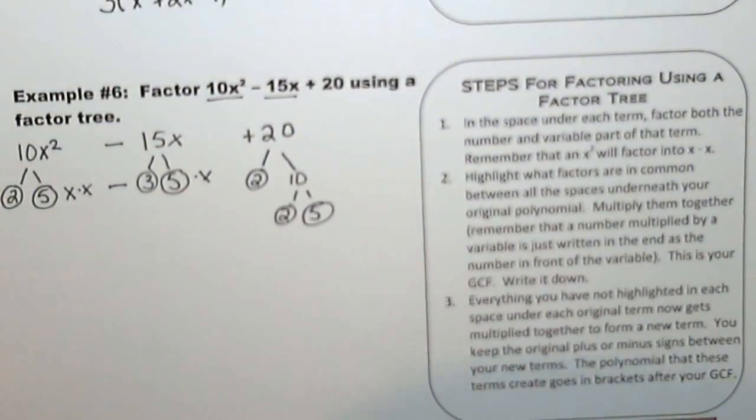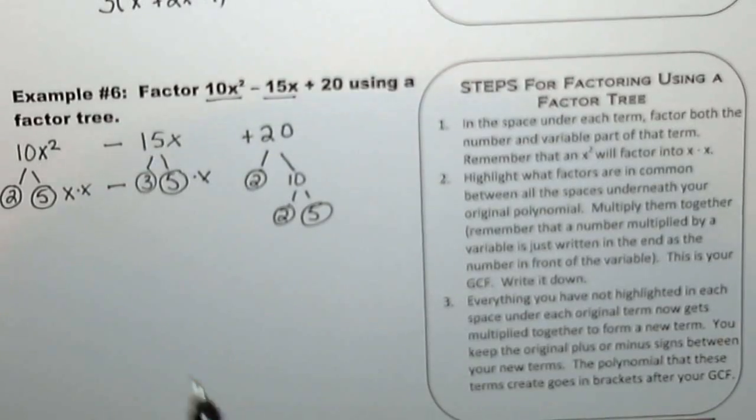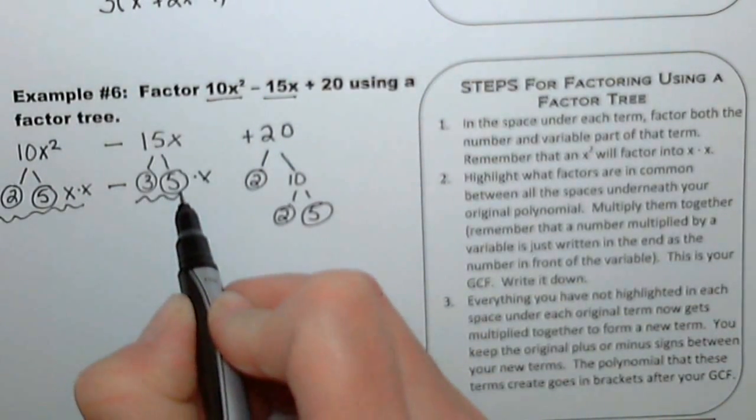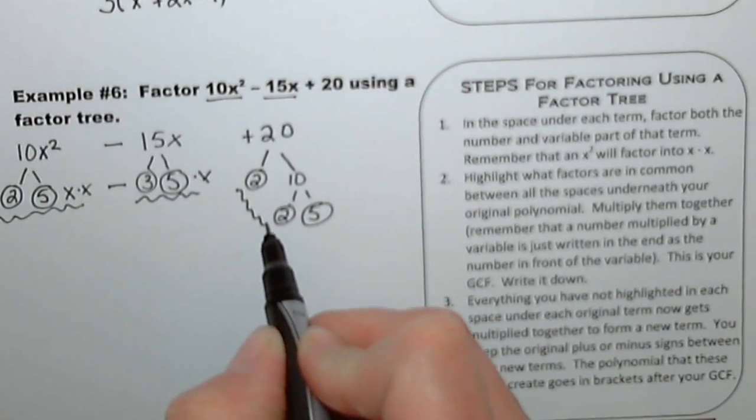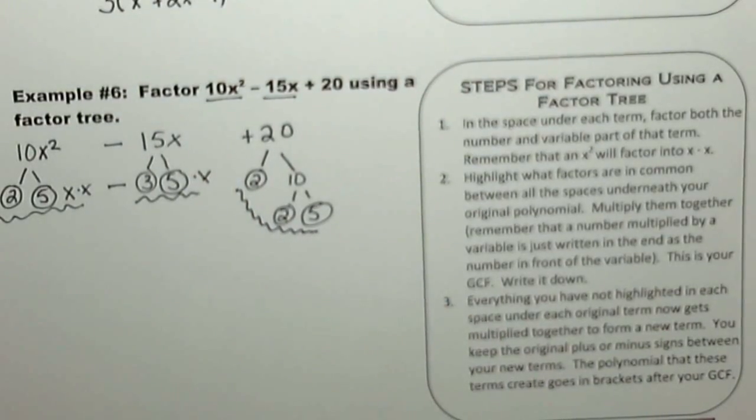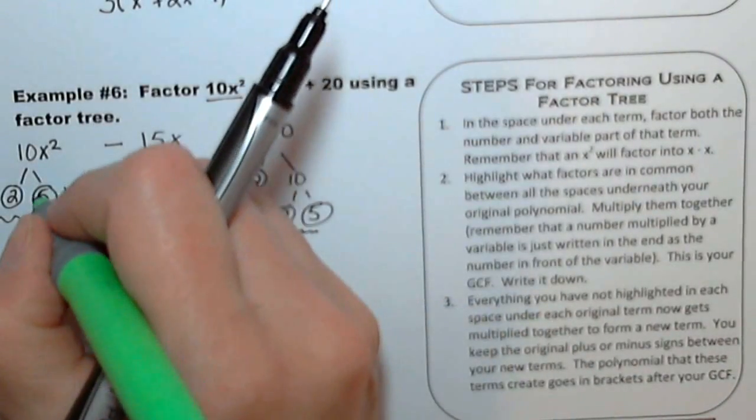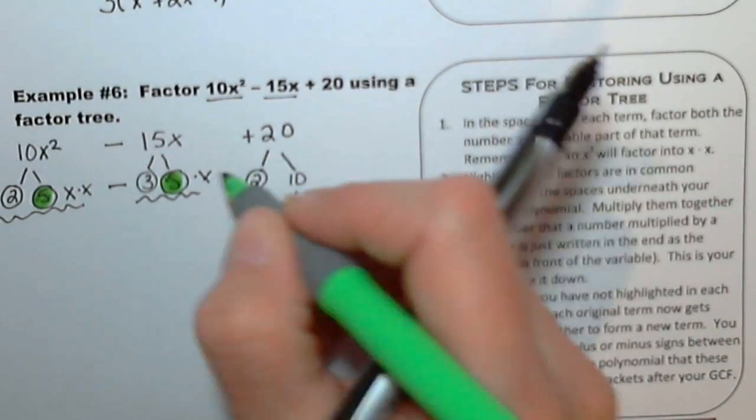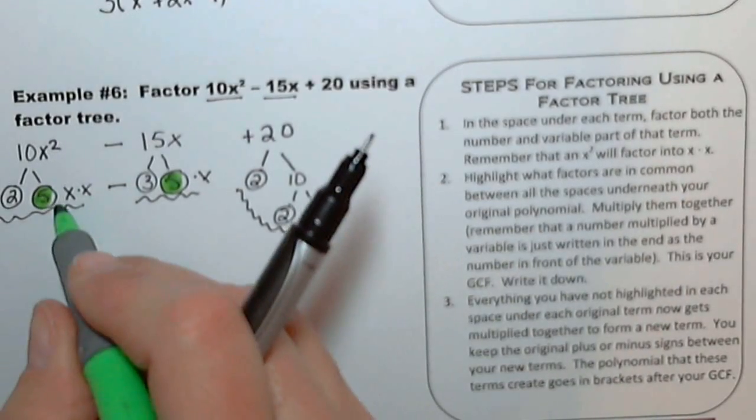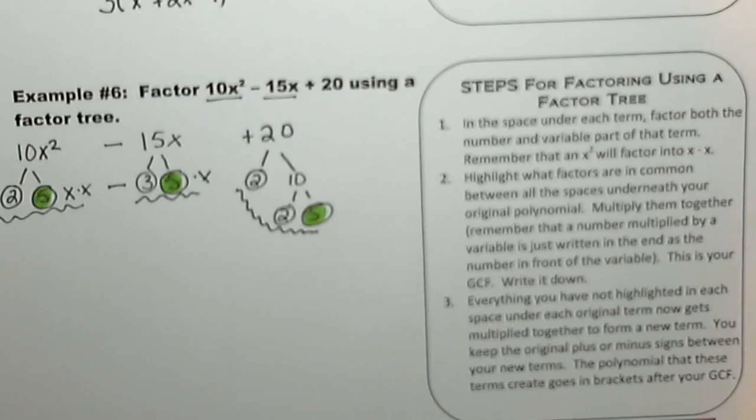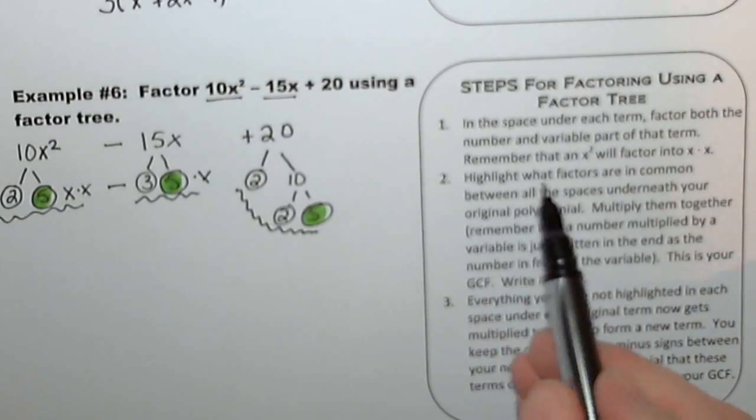Now, grab a different color, and you're going to highlight what you see in common between all 3 terms. Again, here's a term, here's a term, and here's a term. Well, each term doesn't have a 2. Each term has a 5. This guy's got 2 x's, this guy's got 1 x, this guy has no x's, so I'm not allowed to use any x's. So again, I've highlighted them.